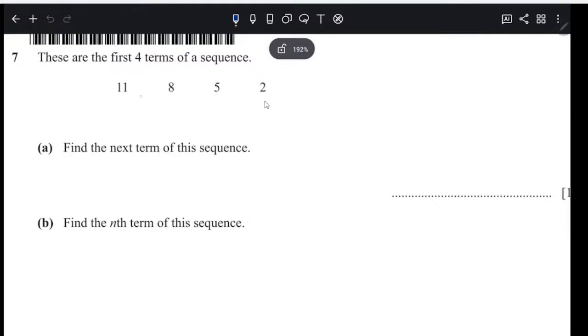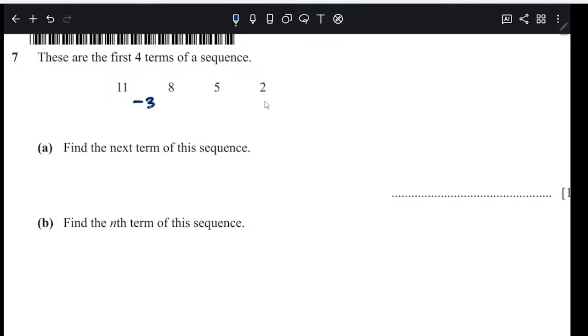Here, let's find the difference, okay? First question says find the next term of this sequence. All right, let's find it. Here, 11 minus 8. You can see that. What is 8 minus 11? If you want to find the difference, you say the one ahead minus the one behind.